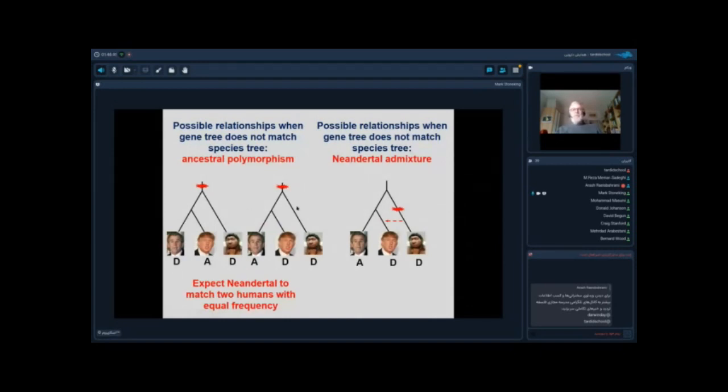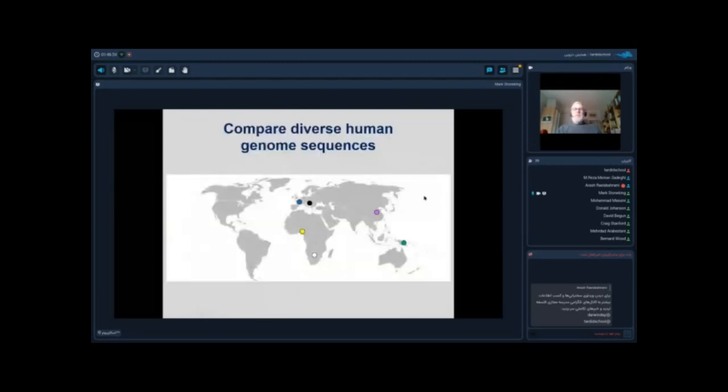It's basically like a coin flip, which one gets the derived allele, which one gets the ancestral allele. In the case of admixture, we would expect Donald to match significantly more often to the Neanderthal than George would. So that's the basic idea of the test. We compare diverse human genome sequences from around the world and ask if one shares more alleles with the Neanderthal.